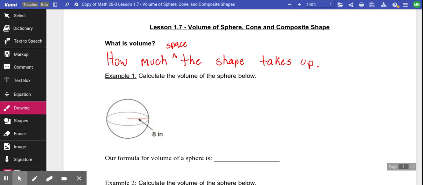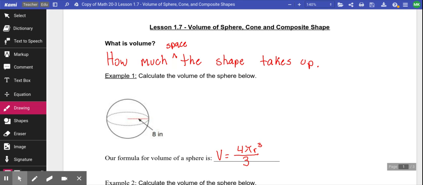So our volume for a sphere formula is on your formula sheet. It's 4 pi r cubed divided by 3. It's just the formula. Yeah, it's r cubed, so to the power of 3, times the radius 3 times. So if the radius is 2, it'd be 2 times 2 times 2. That's just part of the formula. Then you have to divide it by 3.